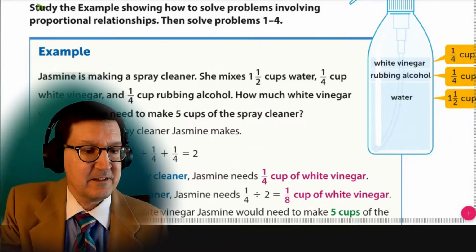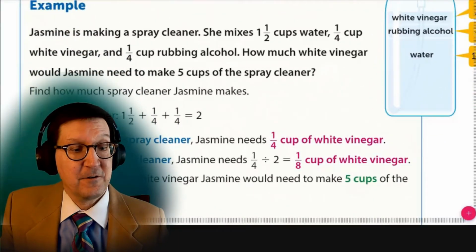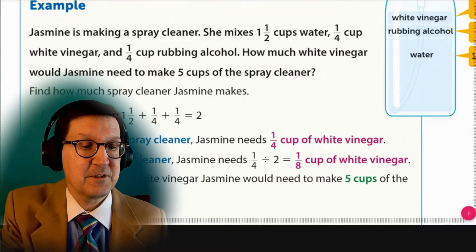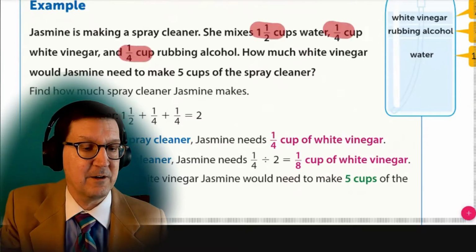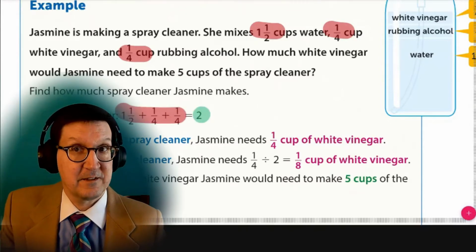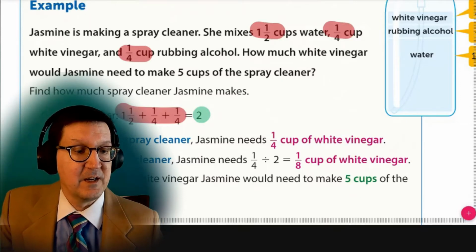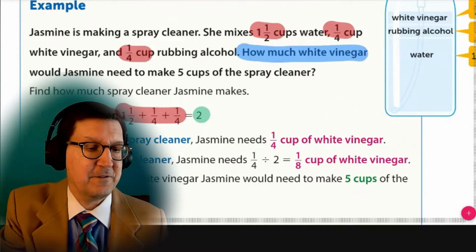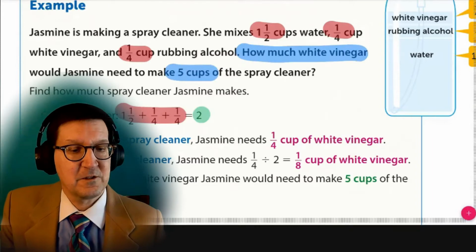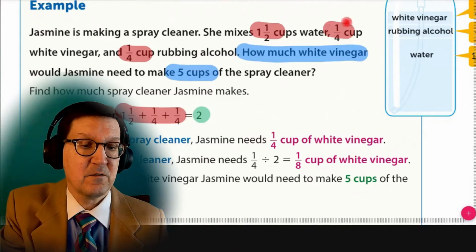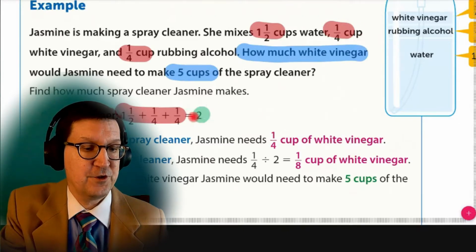So to find out how much she would need to make 5 cups, first we need to know how much spray cleaner she makes with all of her ingredients, right? And to do that, we have to pull those numbers that we have: 1/2 cup of water, a 1/4 cup of vinegar, and a 1/4 cup of rubbing alcohol. If you add those together, you find out that she makes 2 cups of cleaner with those ingredients. So how much white vinegar would she need to make 5 cups? We know how much white vinegar she needs to make 2 cups. She needs 1/4 cup of white vinegar to make 2 cups of cleaner.